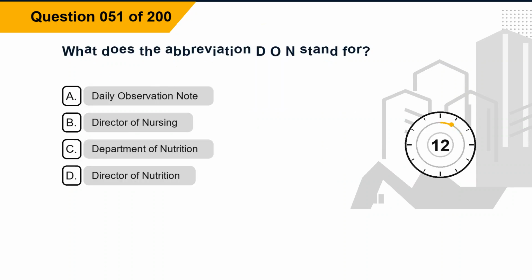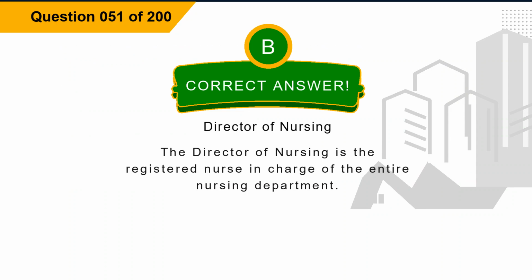Question 51. What does the abbreviation DON stand for? Option A, Daily Observation Note. Option B, Director of Nursing. Option C, Department of Nutrition. Option D, Director of Nutrition. The correct answer is option B, Director of Nursing. Explanation. The Director of Nursing is the registered nurse in charge of the entire nursing department.